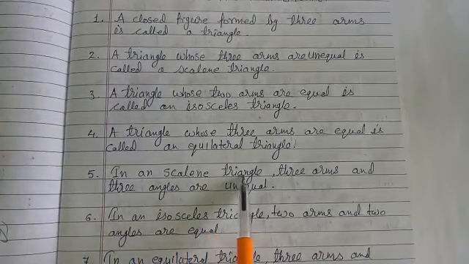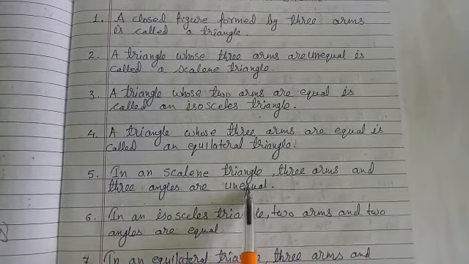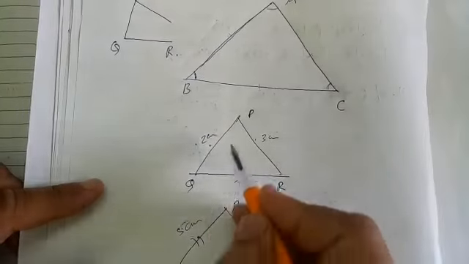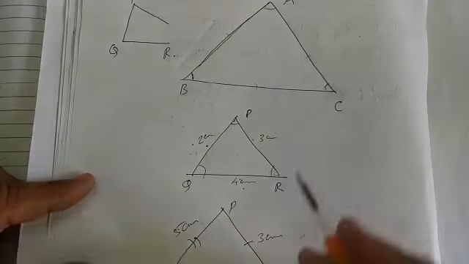In a scalene triangle, three arms and three angles are unequal. In the scalene, all the three sides and all the three angles are unequal, not equal. That is called a scalene triangle.